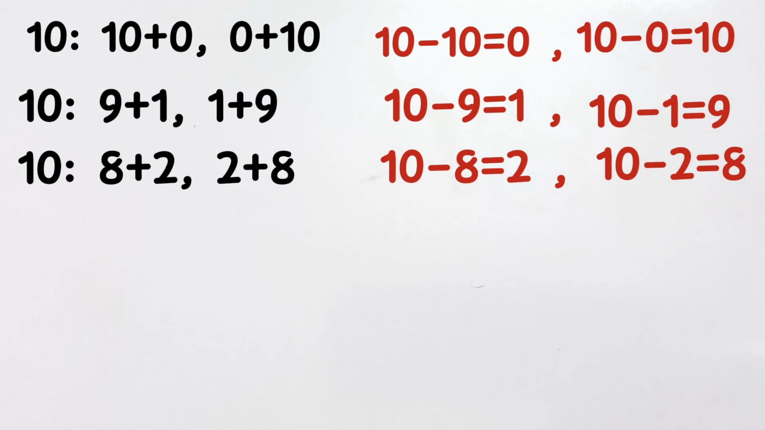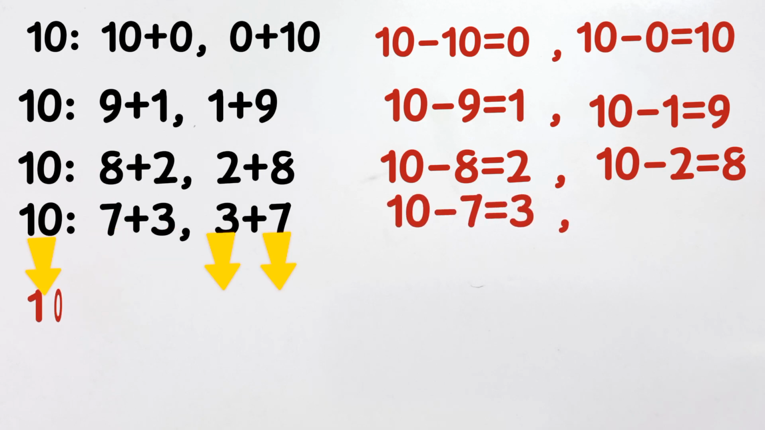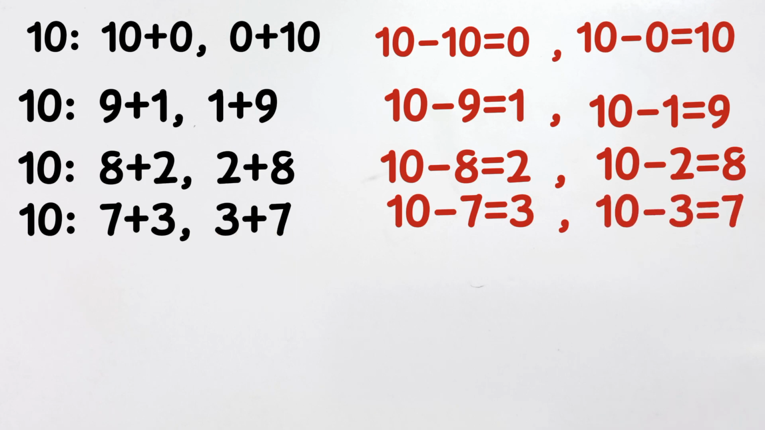Let us consider the next number bond of 10, 7 plus 3 and 3 plus 7. If we subtract one number of this addition pair from 10, the answer is the other number. 10 minus 7 equals 3 and 10 minus 3 equals 7. Knowing that 7 and 3 are an addition pair means we also know that 10 minus 7 equals 3 and 10 minus 3 equals 7.